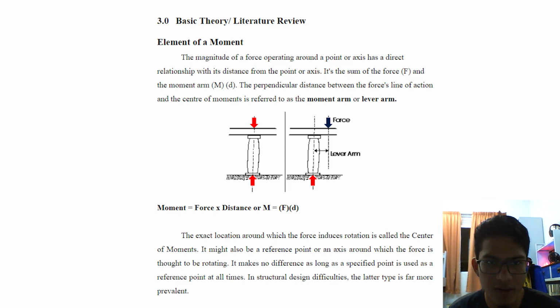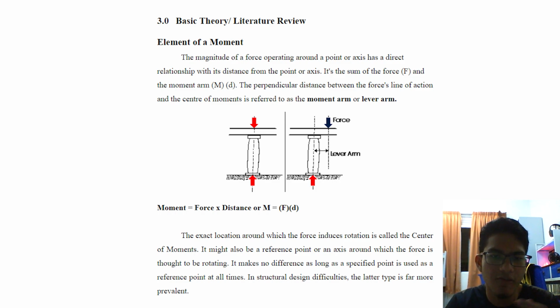Okay, my first point for the moment topic is that the magnitude of the moment of a force operating around a point has a direct relationship to its distance from the point. It is the product of the force and the moment arm. The perpendicular distance between the line of action of the force and the center of the moment is referred to as the moment arm or the lever arm.